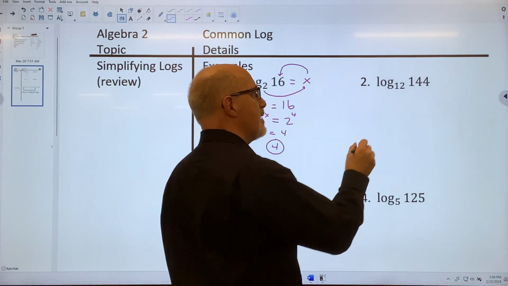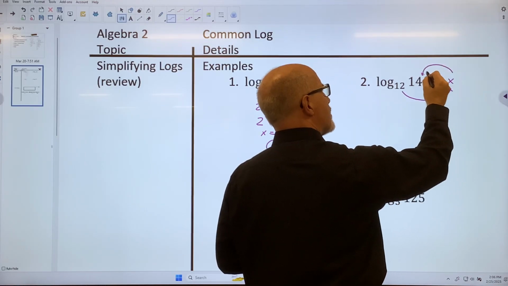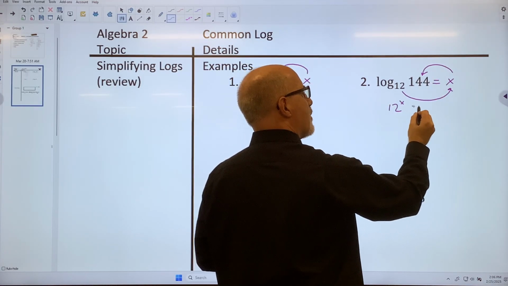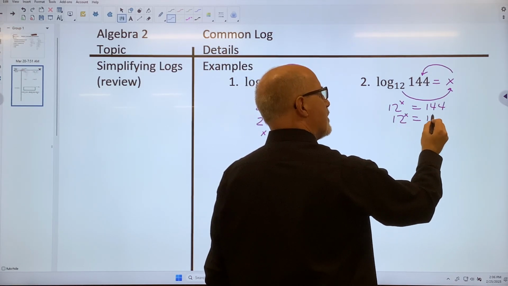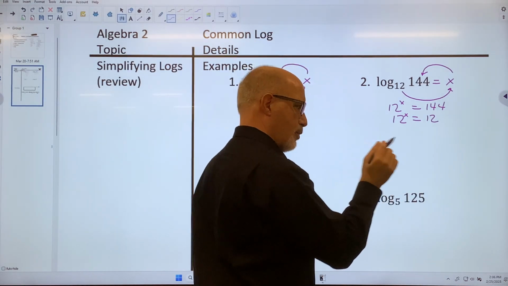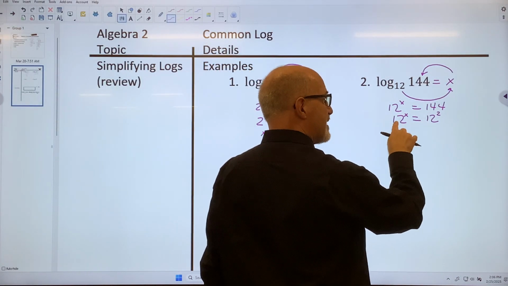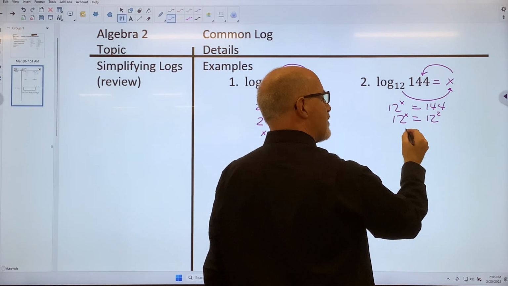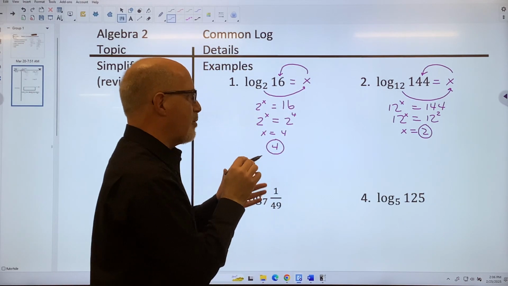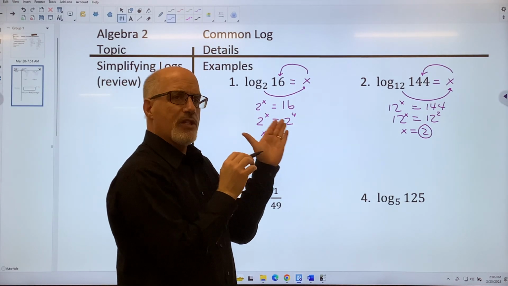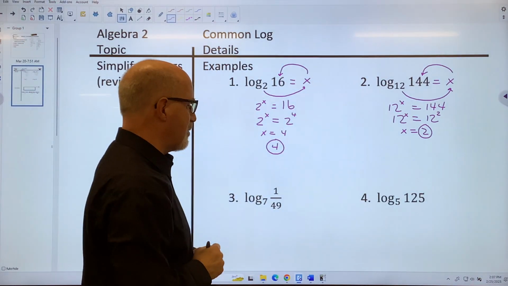So let's try this next one. If we set it equal to x again and set it up as an equation to solve, 12 to the x power equals 144. We're trying to figure out what exponent you put 12 to get that 144. Well, 12 squared is equal to 144. So when we have the same base on both sides, the exponents have to be equal, and so we set x equal to 2. This is just a reminder of how we can use exponential equations with the same base in order to find out what the value of the logarithm is in some of these instances.